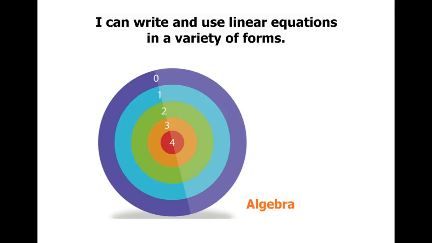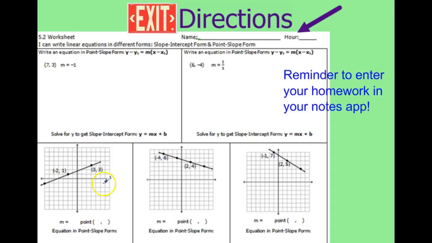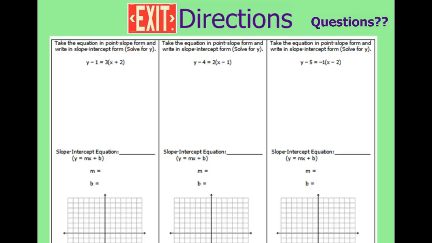Your homework will be very similar to this. You have to write in point-slope form, and then don't forget down here it says solve for y to get y equals mx plus b. So write it and then solve, write it and then solve, just like on your notes here. And on the back side, just like we just did, they're already written. You have to solve for y and graph it.